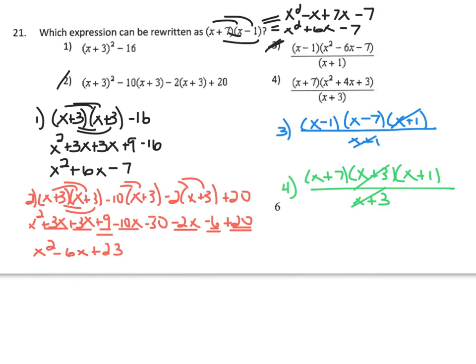Okay, and then choice 4, I really did the same thing. I took this x plus 7 and brought it down. I factored this to x plus 3 times x plus 1, and then I brought down the x plus 3. And I just canceled off my x plus 3's, leaving me with x plus 7 times x plus 1, which, again, doesn't match up with the original expression because this was an x minus 1, not an x plus 1. So choice 4 is not the answer either.